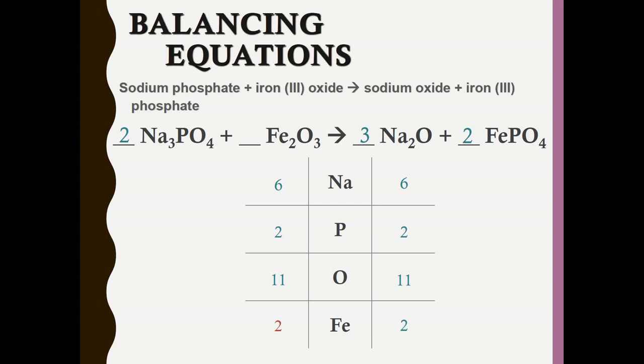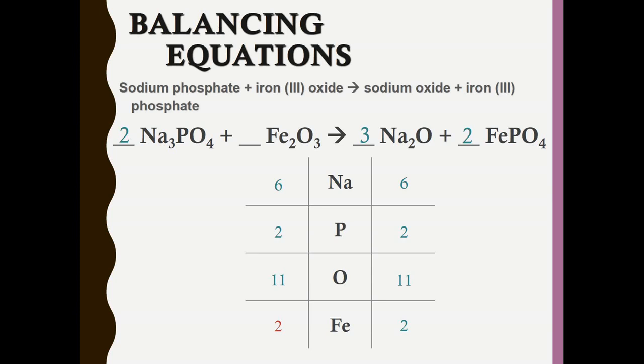Now we are going to start changing the coefficients so that we can balance the equation. So if I write down a 2 in front of sodium phosphate, Na3PO4, my sodium is going to be changed from 3 to 6 on the left side. And if I write down a 3 in front of sodium oxide on the right side, which is Na2O, I get a 6 for sodium also.